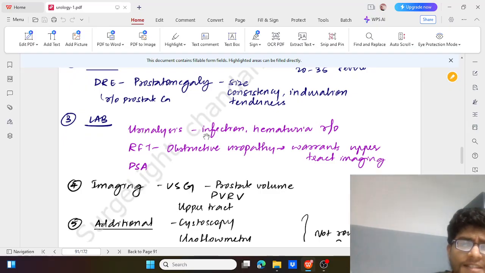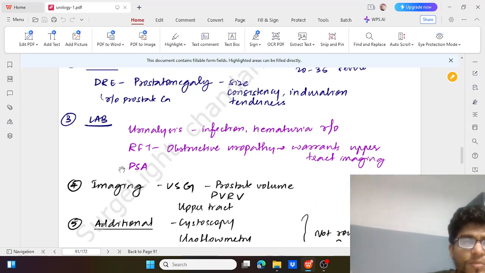Then we'll go for urine analysis to rule out hematuria and infection. Then we will check KFT, RFT, that is kidney function tests, which can be raised because of obstructive uropathy, which needs upper urinary tract imaging in the form of ultrasound examination, because whether the kidneys are normal or not, it needs decompression and hydration and correction of electrolytes, because obstructive uropathy can be dangerous.